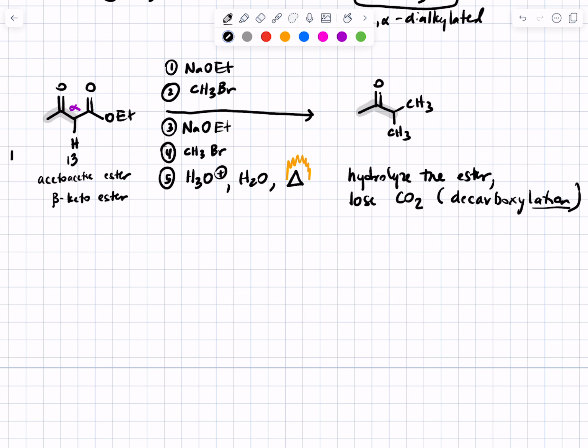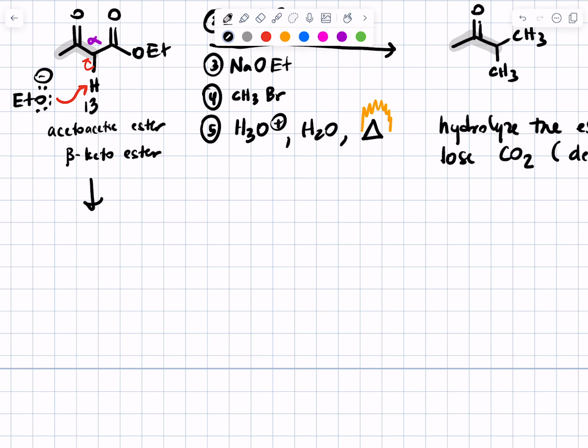In the first step, the ethoxide base completely, 100%, removes the proton whose pKa is 13. That proton is in between two carbonyls. So we make this enolate in 100% yield. This is an example of quantitative enolate formation, or irreversible enolate formation. And it's because ethoxide is such a strong base relative to the alpha proton.